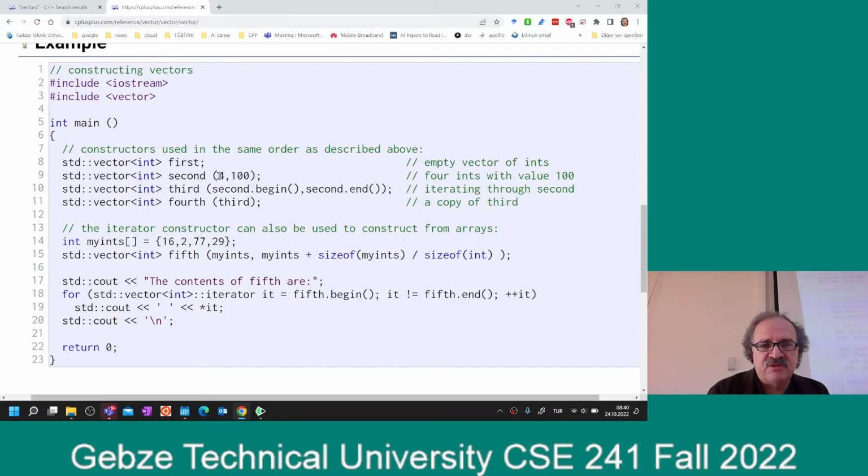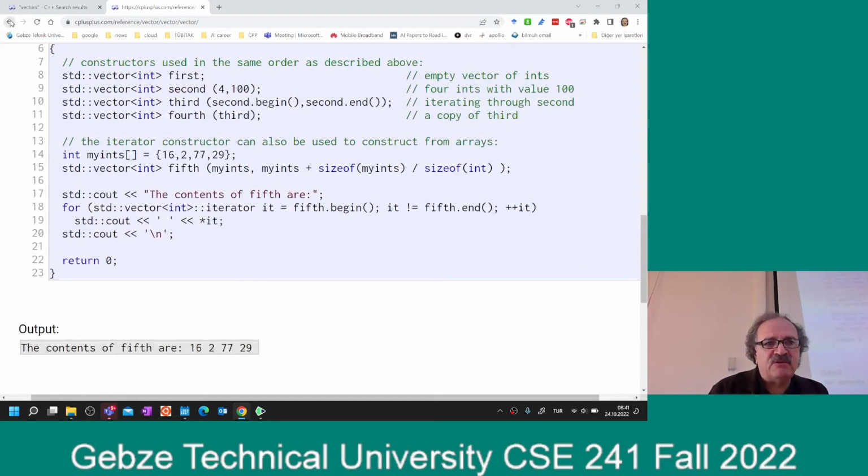Integer first: give me 4 elements, and their values will be 100. This one says initialize my vector with the elements of the second. And this one says initialize my vector with the elements of the third. Okay, good. So this is the constructor.